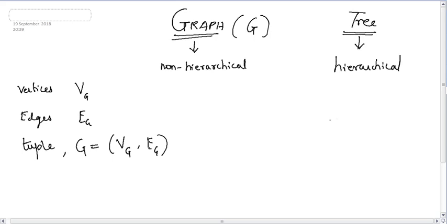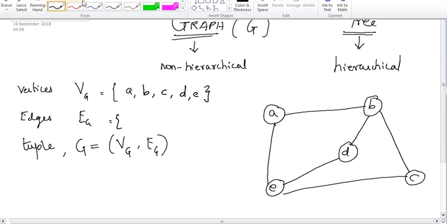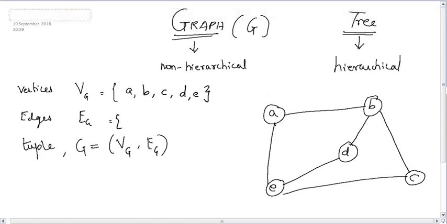Let us see a very simple example of a graph. Now, let us consider this as a graph. As you can see, the vertices are A, B, C, D, and E. And let us define the edges. What is an edge? An edge is nothing but the line that connects two vertices. So this is an edge. Similarly, this is an edge and this is an edge.